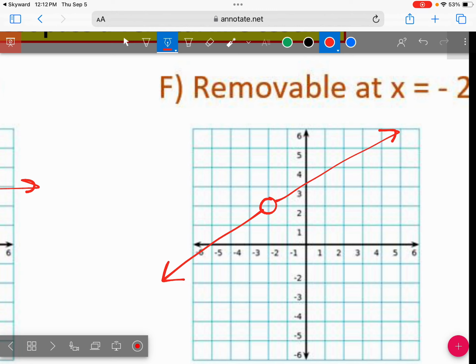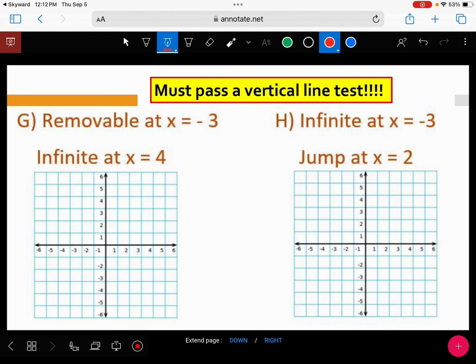All right, so now let's talk about when you have to do more than one, because on the test, you're going to have to do more than one. So I need you to draw me, you should probably use pencil. Draw a removable at -3 and an infinite at +4. When you have one, raise your hand, I'll look at it. That works. That's just one piece. That's one question.